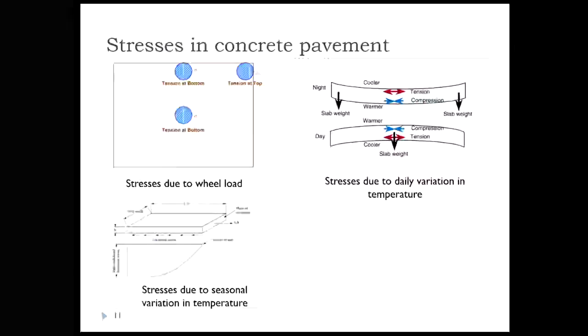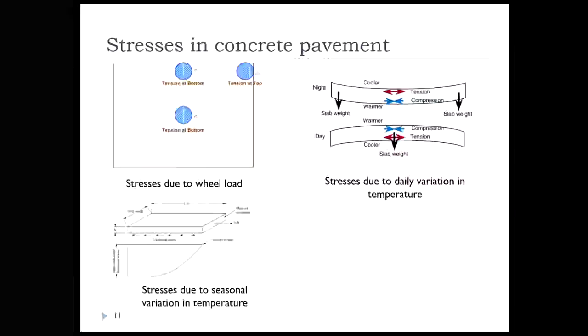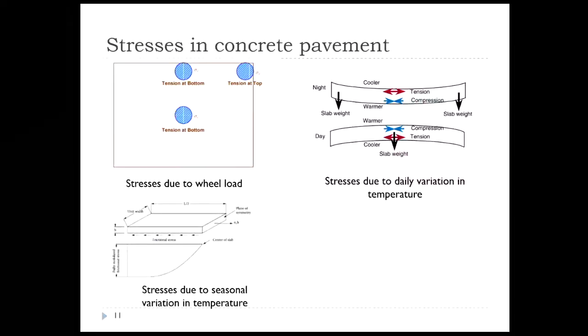So we are concerned about flexural stresses arising because of this loading condition. And we are also concerned about the stresses because of daily variation in temperature. Because of daily variation in temperature, I can have stress reversals, say from day to night. During daytime, the top portion of the slab is at a higher temperature with respect to the bottom portion. So the slab will have a tendency to curl up, but the self weight of the slab will prevent it from curling up. So it will pull the slab down.